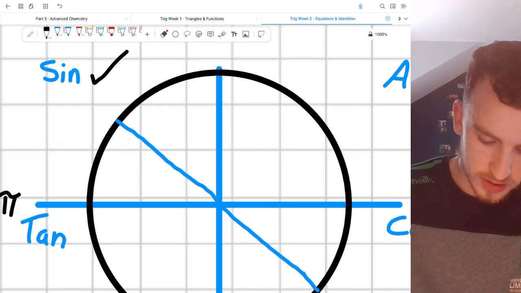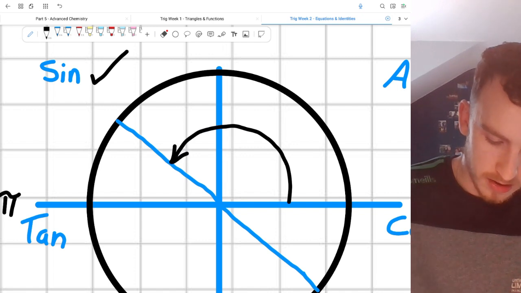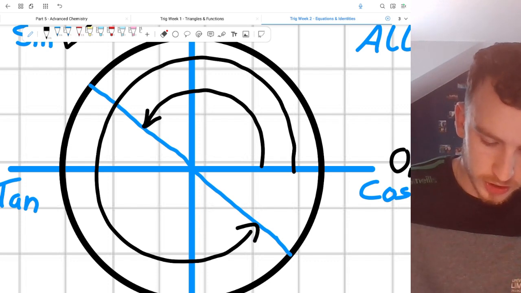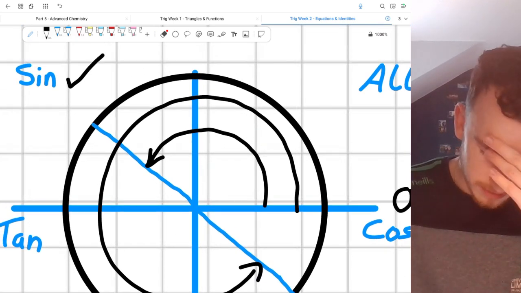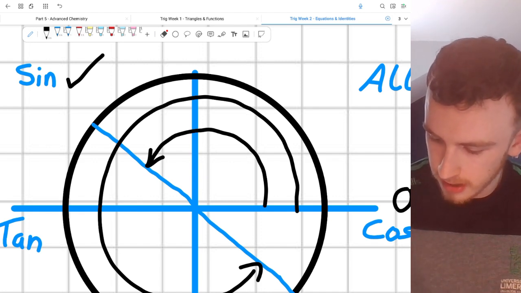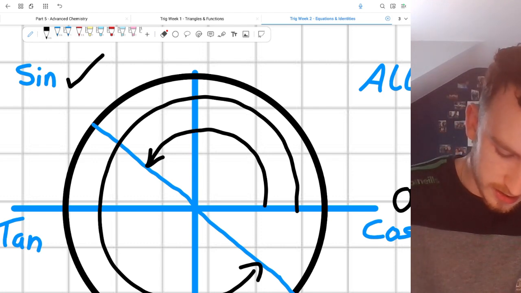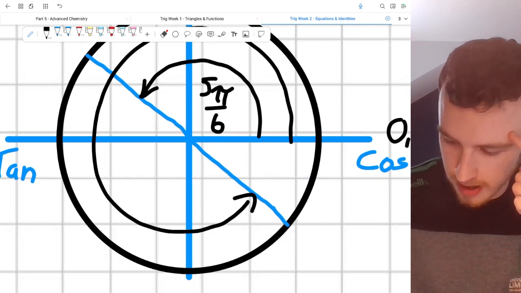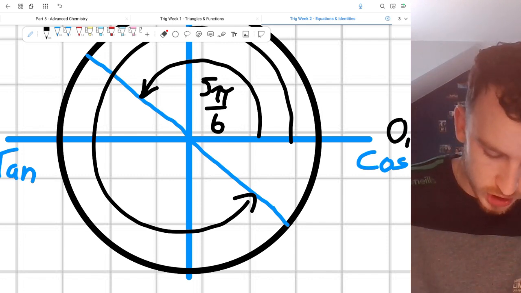So your answers are going to be from here to here, and then from here all the way around to here. So the first bit is going to be pi minus pi over 6 radians. So that is 5 pi over 6. The next one is going to be 2 pi minus pi over 6, which is 11 pi over 6.